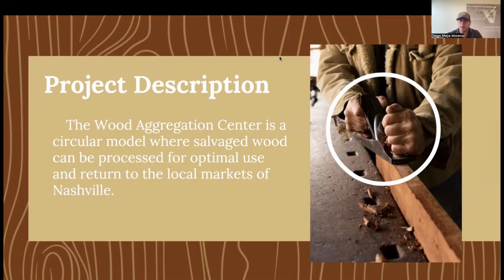Wood Aggregation Center is a circular model where salvaged wood can be processed for optimal use and returned to local markets in Nashville. Materials from construction, demolition, and tree removal are separated based on quality, allowing reusable lumber to be recovered while lower grade materials are still processed into mulch, biomass, or other products. By diverting waste wood from landfills, the facility supports sustainable material management.